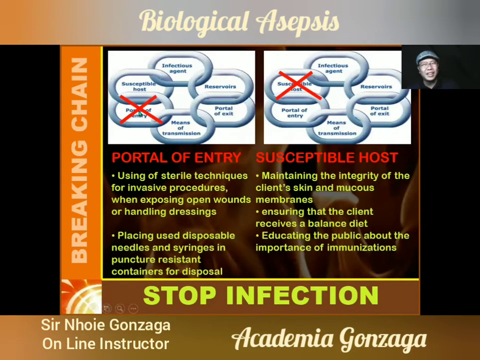Next, portal of entry. Use sterile techniques. This is where we say that when you are injecting, be sure it came from a package, something that is sealed. Do not reuse needles because they can be a portal of entry. And then the susceptible host. If you think that your immune system is down, try your best to do everything to build it up. A good immune system will not make you susceptible.